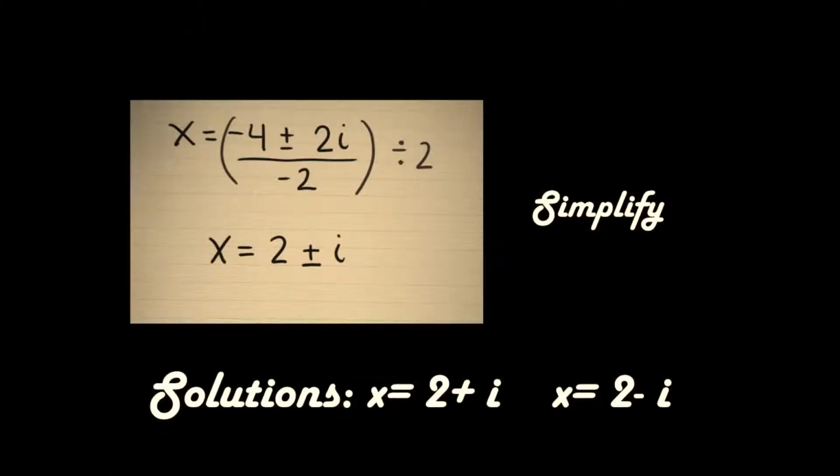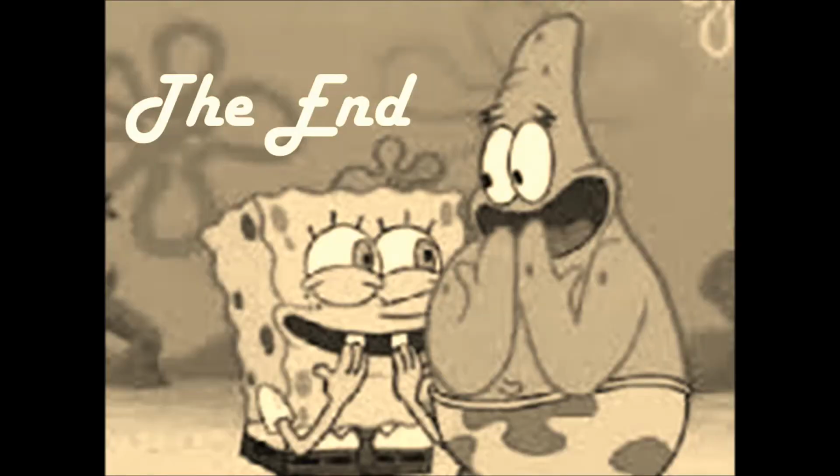To finish solving the function, divide negative 4 plus or minus 2i by negative 2, leaving you with x equals 2 plus or minus i. The solutions are 2 plus i and 2 minus i. The end.